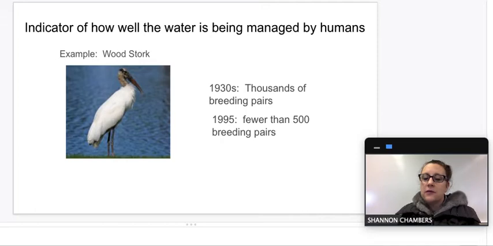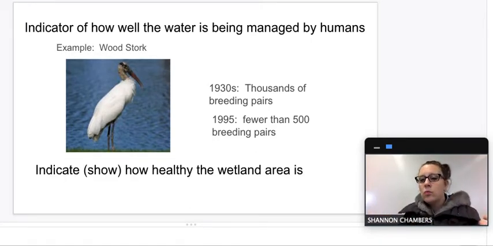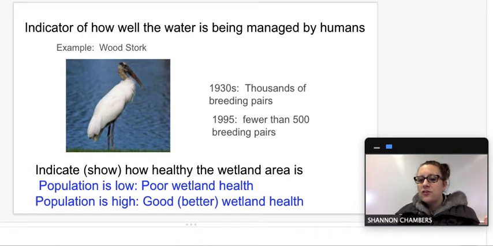And it really affected the wood stork. They didn't have their big pools to breed anymore, to find enough fish, and they couldn't live there anymore, so they were moving to other areas. These wood storks were showing how healthy that wetland area is. So when the population was low, it was showing that there was poor wetland health. The wetlands in that area were being too managed and they weren't healthy.